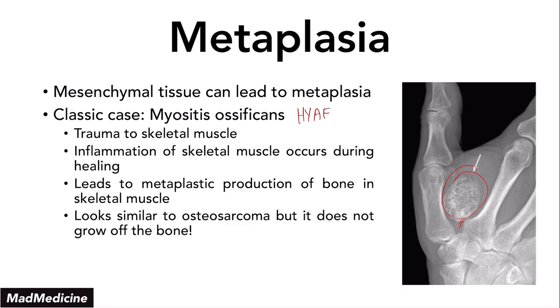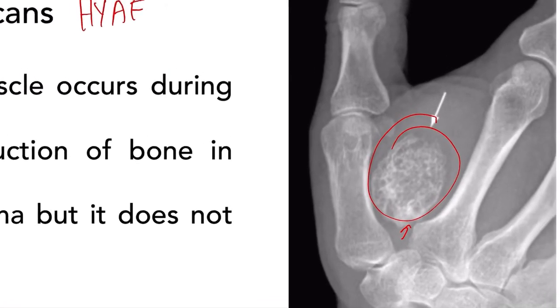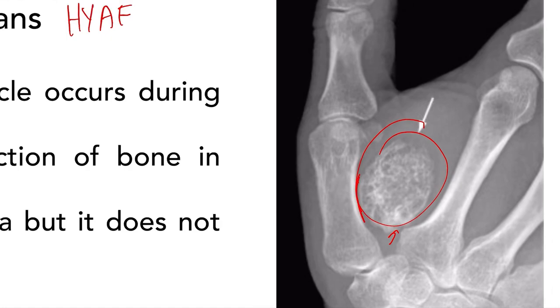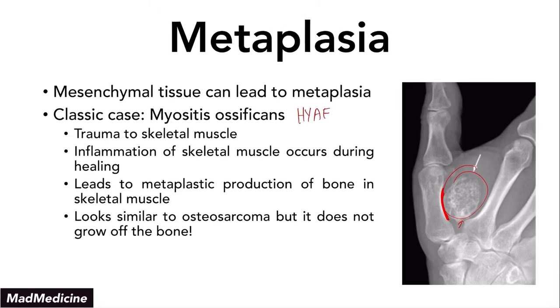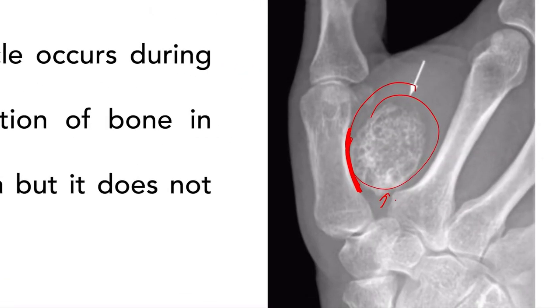This is going to look very similar to osteosarcoma, which is a type of bone cancer. But the key difference is that this type of metaplastic change does not come off of the bone. And I know you can't see it because I drew it, but there is an actual little space between the bone. If you look carefully, you can see that there is a space and this is not connected. Look over here. You can see the space right here and right here and right here.